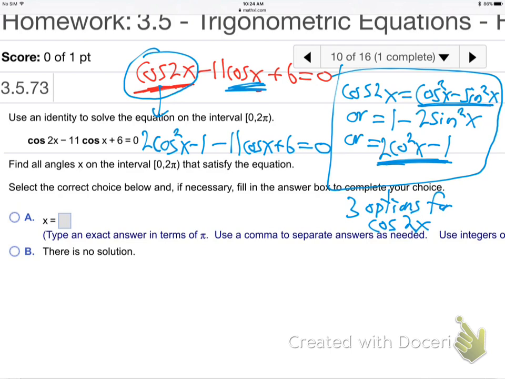So cosine 2x, I just replaced with 2 cosine squared minus 1. That's great, because now everybody's just regular x. See how that changed it from 2x to regular x? And they're all cosine. Perfect. That I can do. Can you take it from there? It's all about get a 0 factor now, right? We've already got a 0.